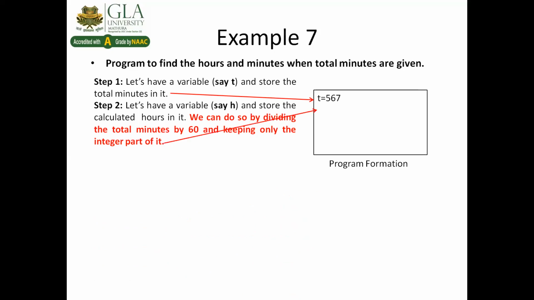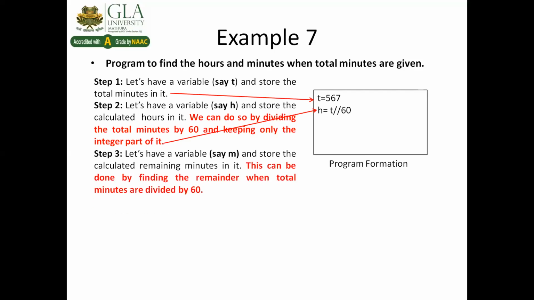So in order to get the quotient, we have an operator which is double slash, which gives you the integer value after division, which is known as the quotient. So when I'm writing h equal to t double slash 60, it will give me the value of the quotient when t is divided by 60.